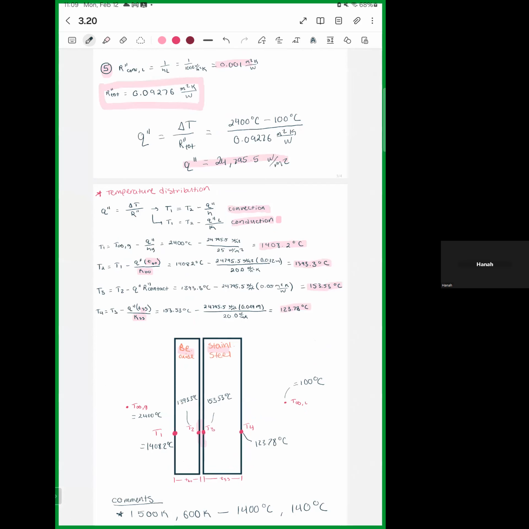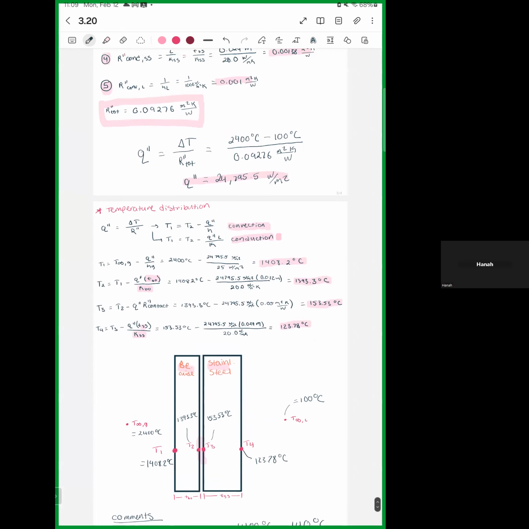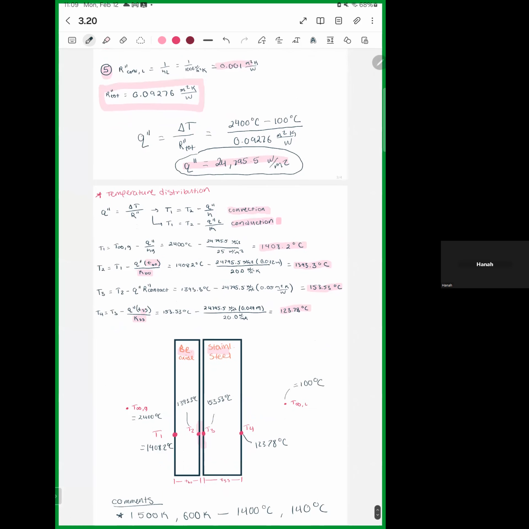So with that, we were able to find the Q double prime using the delta T over the total resistance equation. And we were also able to find the temperature distribution after we found the heat loss per unit surface area of the composite.